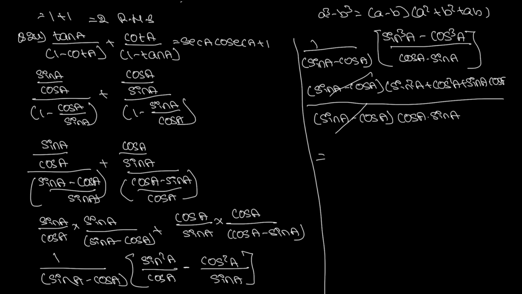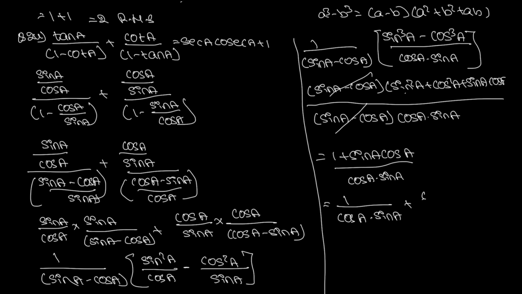And we have our identity, which is sin square plus cos square is equal to 1. Let's replace that value with 1. We'll get 1 plus sin a by cos a, and the denominator is cos a into sin a. It remains same. In the numerator we have two terms. Let's divide that into two different terms. We'll get 1 by cos a into sin a plus again the second term, which is sin a into cos a by sin a into cos a.